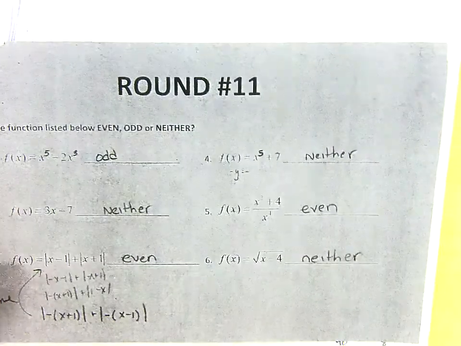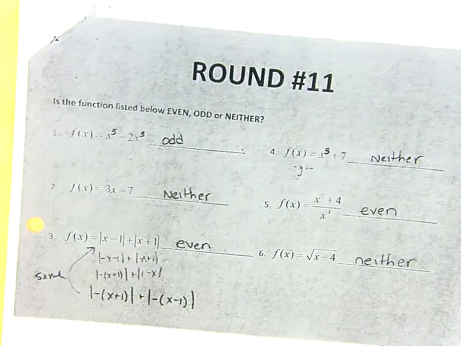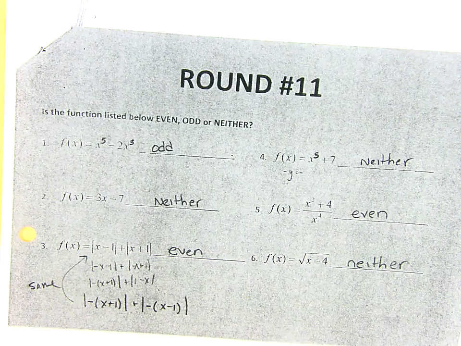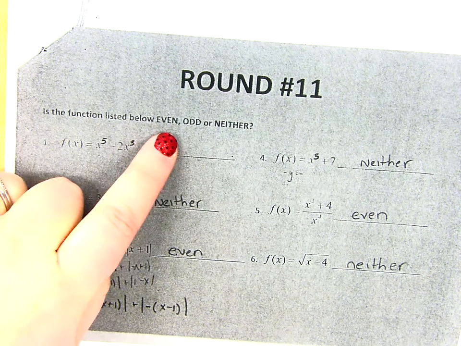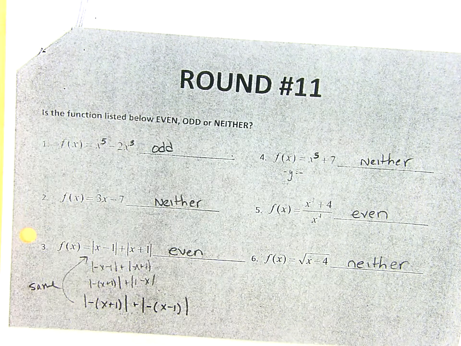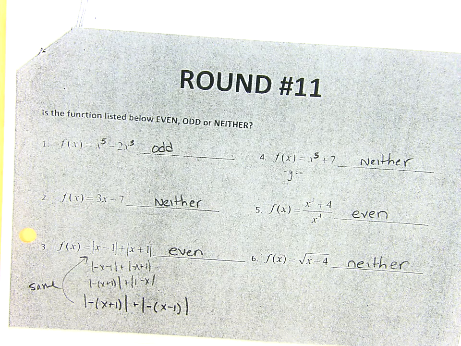Sorry. All right, 11. Odd and even, and either. How do you tell? Someone tell me how you check for even. Yes. You set x to negative x. And then what? And then see if it matches the original. Exactly. So if I want to check for even, I plug in -x, simplify my function, and see if it matches the original. If it does, that means it's an even function.